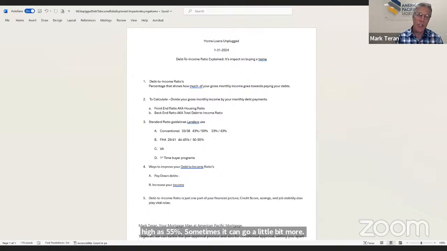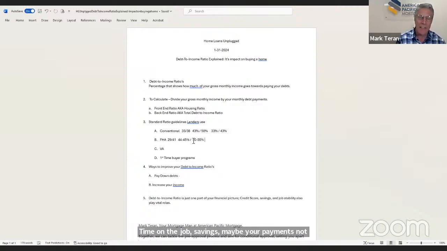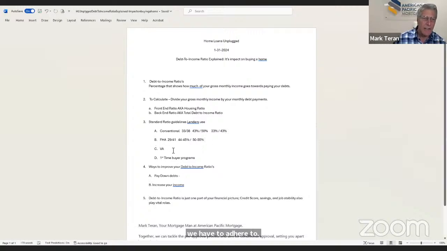But I want to give you a general idea of what I most often see when I'm running an automated underwriting. Now, if you're looking at a manual underwrite, then you're going to be closer to this 29/41. Some cases we might get up to 45 or 50, but we're going to need some compensating factors: time on the job, savings, maybe your payment's not changing much. There's a whole bunch of guidelines that we have to adhere to. So this gives you a general idea.